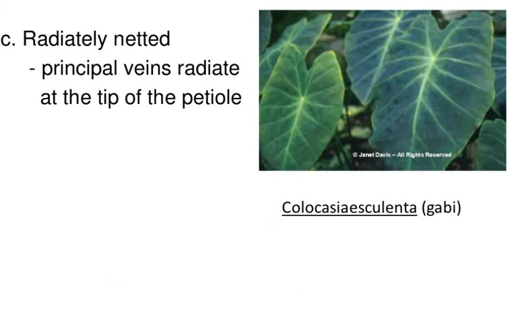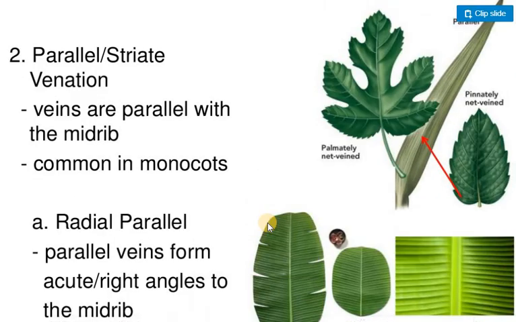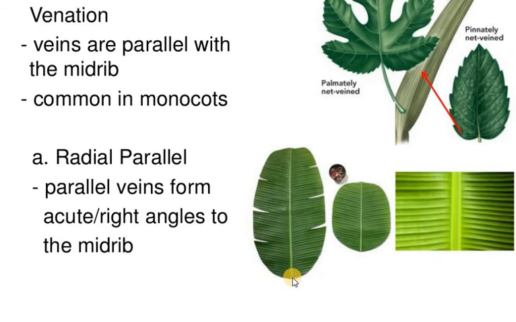a radiately netted petiole. Now if you go to the monocots, this is banana or coconut, there the veins are completely parallelly arranged. See, this is the midrib, and from the midrib the veins are arranged on both sides parallelly. So when the veins are parallel with the midrib, they are called parallel venation.